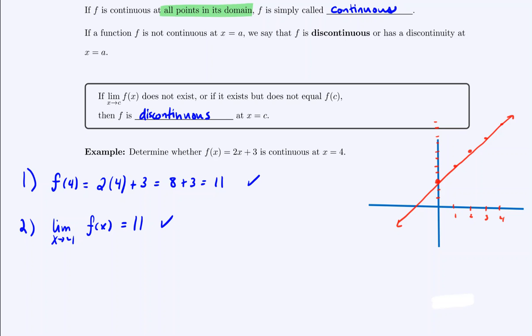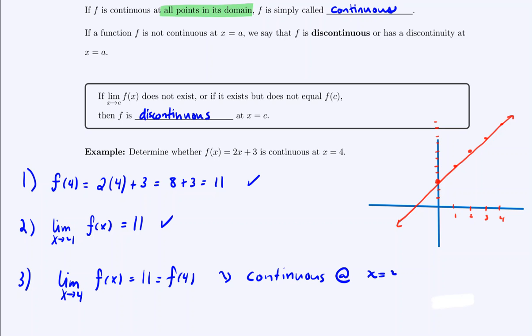So in this case, if we're looking at the value of the limit, we know that we could create a nicely drawn table, or if the graph is simple enough, we could graph it and evaluate its limit. Now the third step is to say, look, the limit and the function value agree. So since the limit at x equals 4 equals 11, and that agrees with the function value, we would say it's continuous at x equals 4.